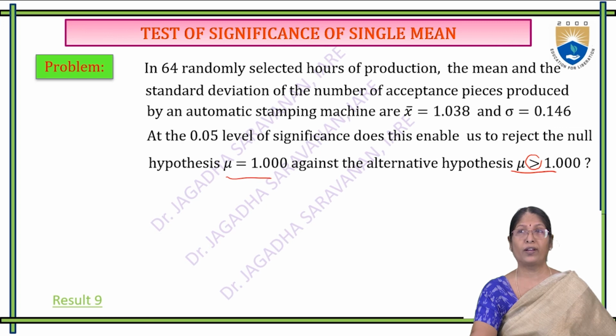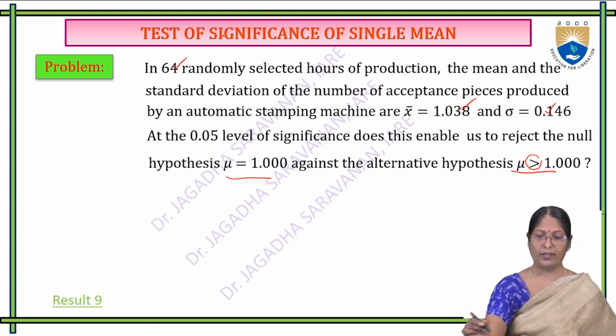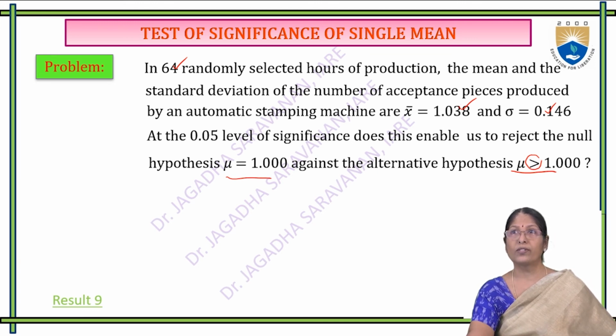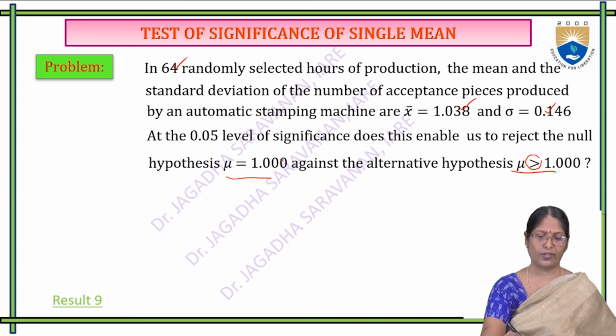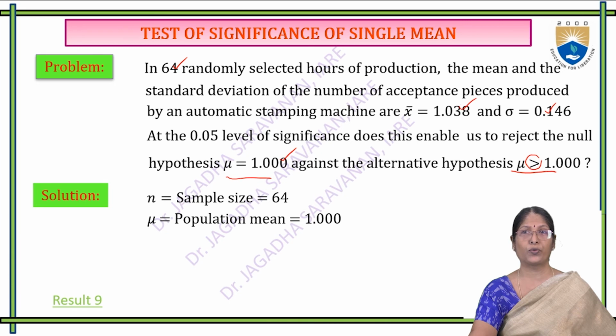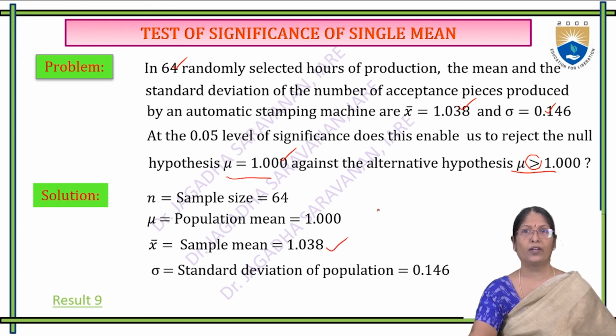All the data are very clearly given. X bar is there, sigma is there, and n is 64, randomly selected. Then what is missing? Mu. Yes, here it is given. Everything is available. So n equal to sample size equal to 64, mu equal to population mean equal to 1.000, that is 1, x bar equal to sample mean equal to 1.038, and the standard deviation of the population is 0.146.